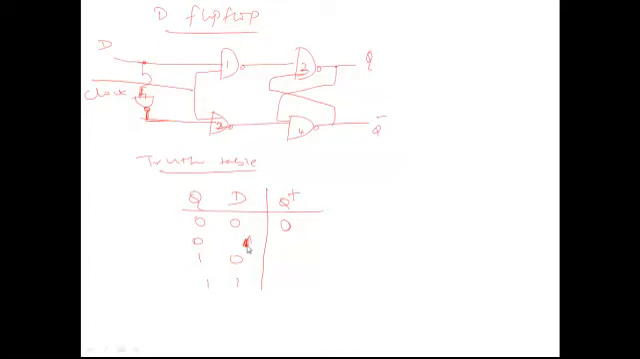When input is 1, it is a set state because S is 1, R is 0, complement of S only going inside. So then the output is set. So this is 0 again. Whenever D is 0, S is 0, R is 1. So reset state, set state, reset state. Directly you can write.